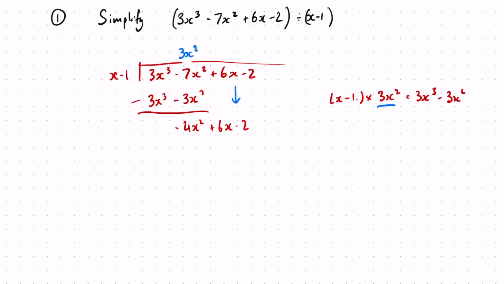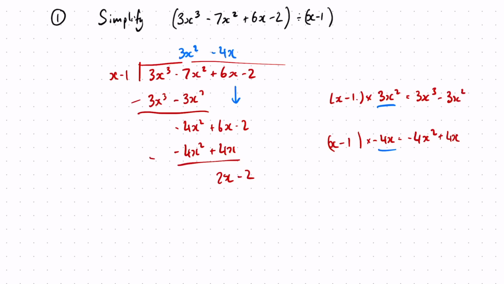Okay. Next line, minus 4x squared plus 6x minus 2. What do I need to multiply x minus 1 by to get minus 4x squared? Well, I need to multiply it by minus 4x. And then when I multiply the minus 1 by minus 4x, I get plus 4x. I'm going to take away minus 4x squared plus 4x, which leaves me with 2x minus 2. Again, don't forget to write your minus 4x at the top.